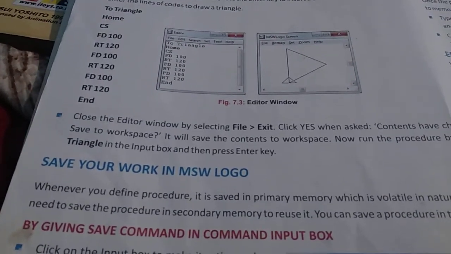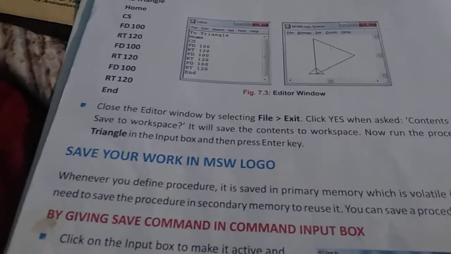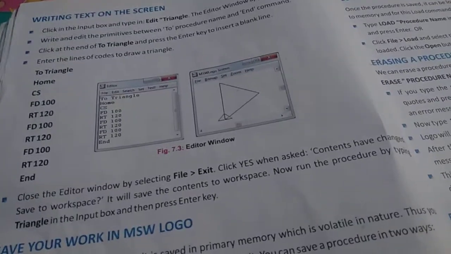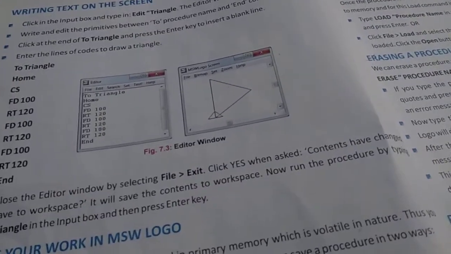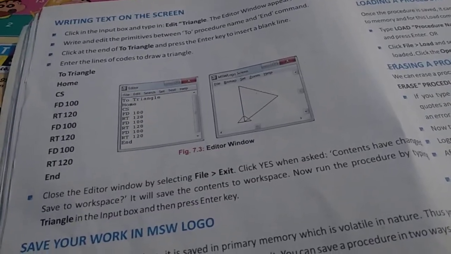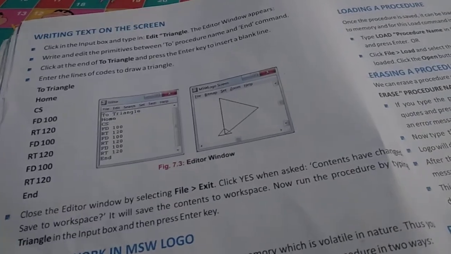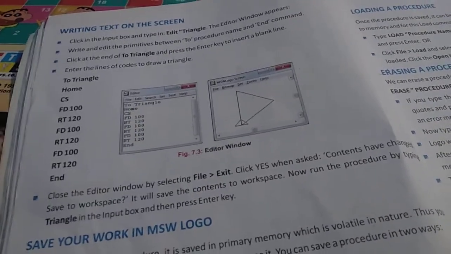Now run the procedure by typing triangle in the input box and then press the enter key. So what you have to do, first you have to write the procedure, you have to save it, okay, by writing the procedure name. What is the name of our procedure? The name of our procedure is triangle. So we will write the name triangle in the input box and then we will press the enter key.